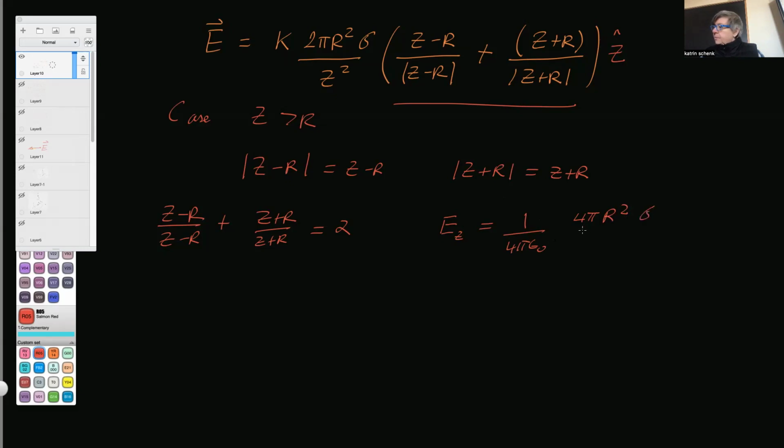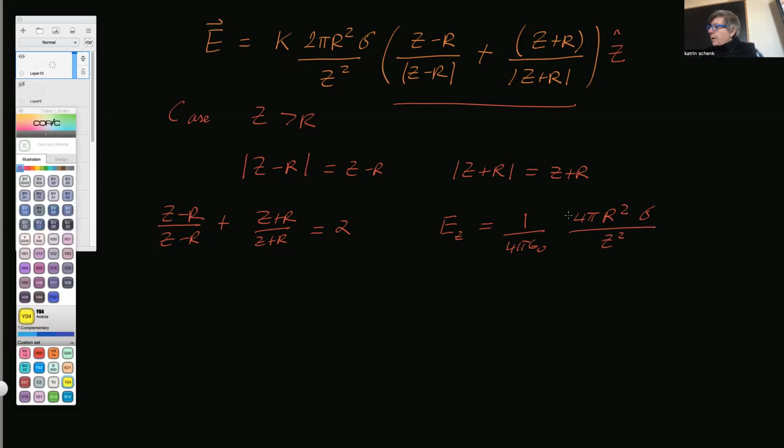Now this 4 pi R squared is the total surface area of the sphere. Sigma is the surface charge density. Those two multiplied together is just the total Q on the sphere. So this becomes 1 over 4 pi epsilon naught, and then Q over Z squared, which looks a lot like the field you would get from a point charge at the origin. Does that make sense? Okay.